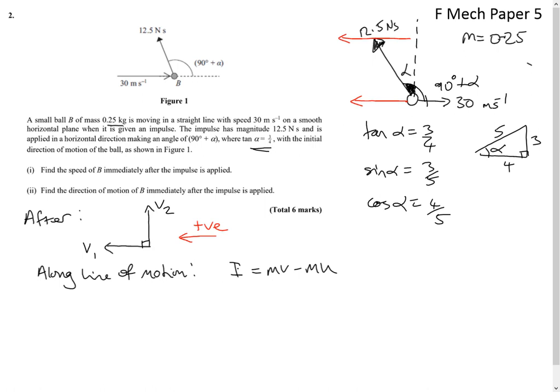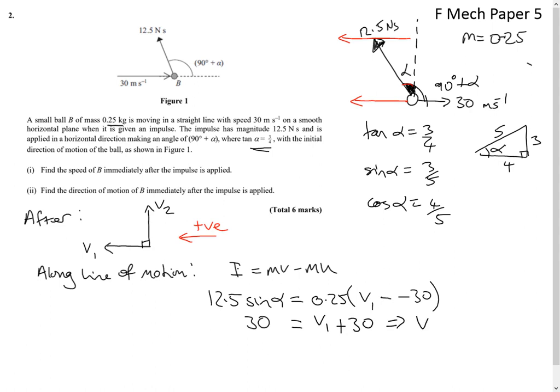So I want to resolve this way, so that's going to be opposite angle alpha. So the component in that direction is the magnitude sine alpha. The mass is 0.25. The final velocity is my V1, which is going to be positive because that's the direction I've defined it. I'm going to subtract my initial velocity. Now my initial velocity is going in what I've called the negative direction. Right, I can now substitute in what I found earlier for sine alpha. 12.5 times 3 divided by 5 is 30. And then divided by a quarter, which gives me 30 is V1 plus 30. So that means my V1 was actually 0.